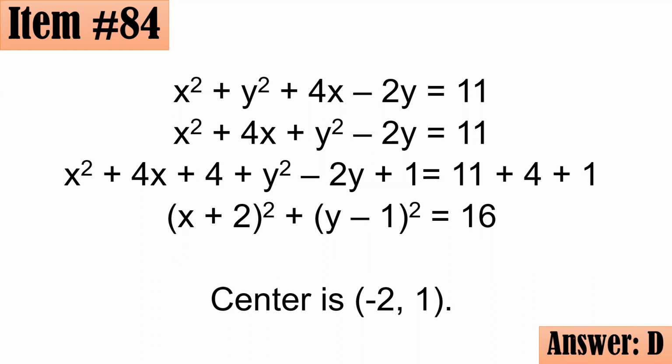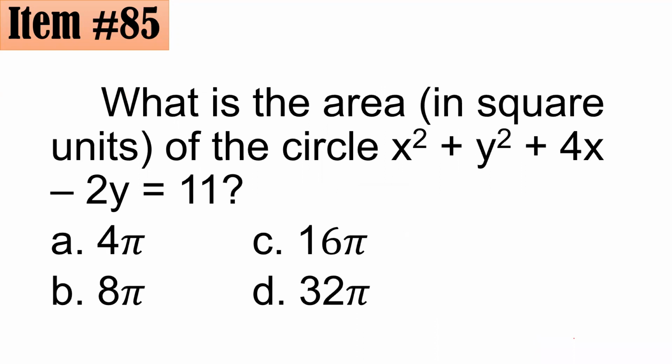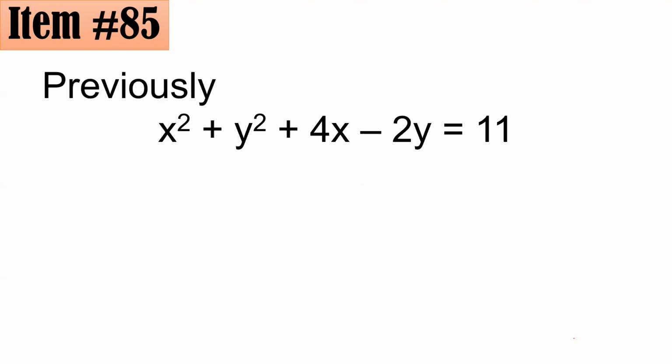85. I hope you got it. What is the area in square units of the circle x squared plus y squared plus 4x minus 2y equals 11? Is it 4 pi, 8 pi, 16 pi, or 32 pi? Okay, according to the answers we have here, you have letter C according to 5 people. And actually, this is the same equation as we had for the previous item, no?